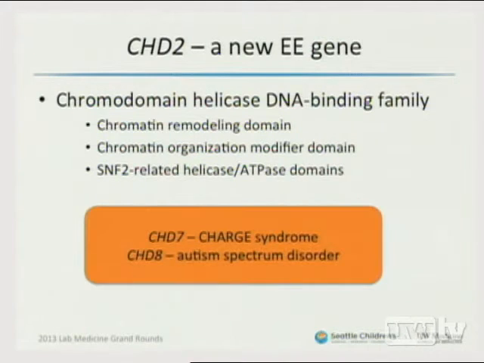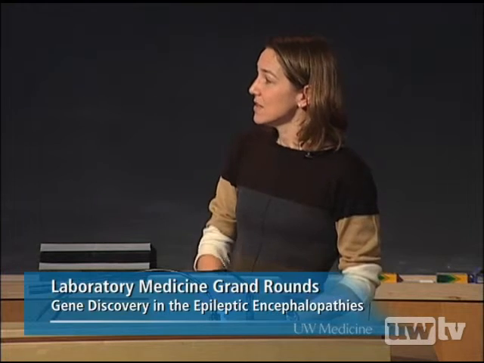And there are 2 other members of this gene family that are responsible for human disease. The first is CHD7, which causes CHARGE syndrome. This is a multiple congenital anomaly syndrome that's associated with some developmental delays, occasionally epilepsy, but not always. And then very recently, just in the past several months, studies from Evan Eichler's lab have identified CHD8 as an important gene for autism. So they found at least 6 or 8 de novo mutations in CHD8 in their autism cohort. So clearly members of this family are important for neurodevelopment, and we haven't looked yet in other neurodevelopmental syndromes for mutations in CHD2, but that's in the plans.